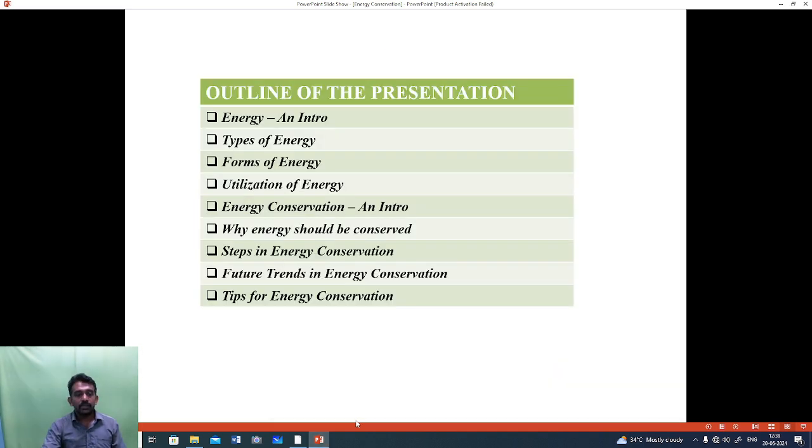So, the outline of the presentation is, I am going to explain about the energy and types of energy, various forms of energy, utilization of energy, and what are the energy conservation ways, and how to prevent it, and why the energy should be conserved, and what are the steps in energy conservation, and what are the future trends we are following in energy conservation, and tips for energy conservation. So with this, we are going into this presentation.